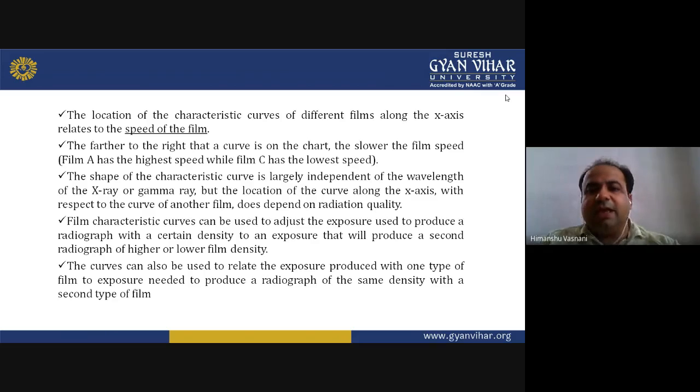The curves can also be used to relate the exposure produced with one type of film to the exposure needed to produce a radiograph of the same density with a second type of film. Because the exposure that you use in one type of film can also be related to what is needed to produce a radiograph of the same density with a second kind of film. So in this way, you can relate them. Okay, let's go for the next slide.